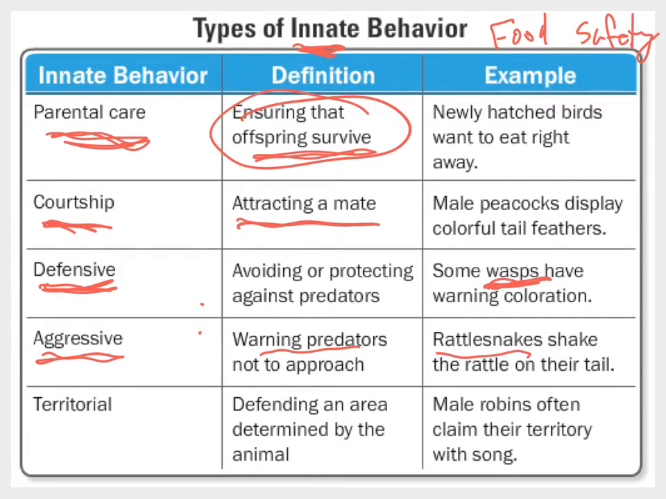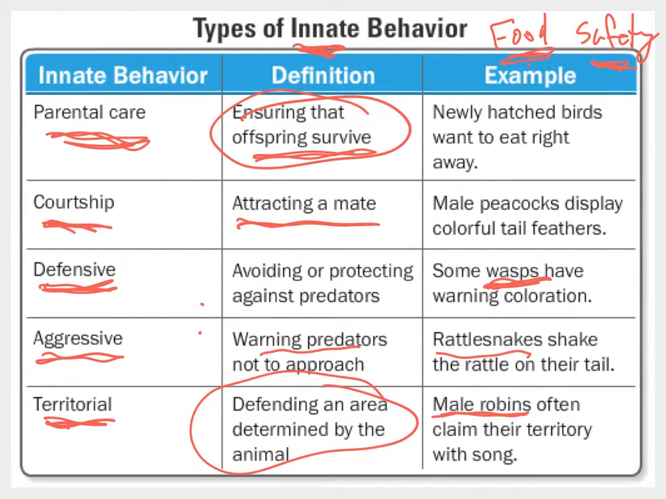And then finally, the last one is going to be our territorial behaviors. And this is going to defend the area determined by the animal. So this is going to be more in the realms of safety and food, because now I'm doing what? Keeping out any aggressive species, keeping out any competition so I have more food. And for examples of these, we might see like a male robin, which will claim its territory with a song.